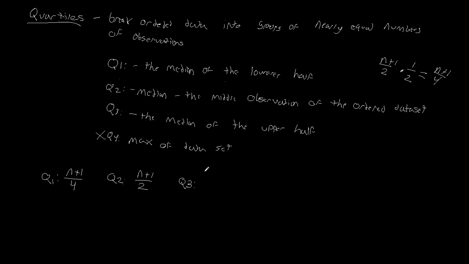And then Q3, we can do the same sort of thing. If we go halfway to get to the second quartile, we would go 3/4 of the way to get to the third quartile. So that would be 3(n+1)/4. Hopefully this makes sense. So let's look at this in practice.